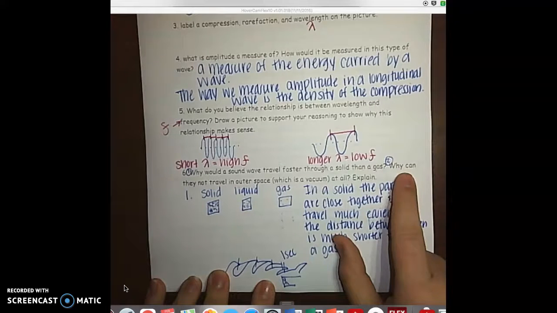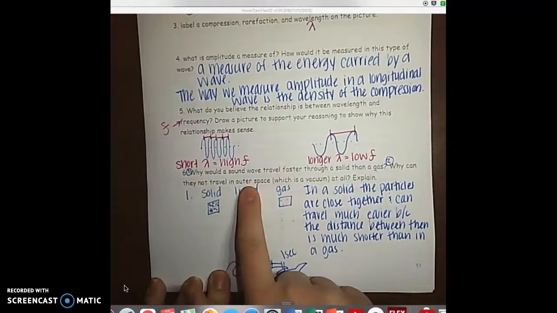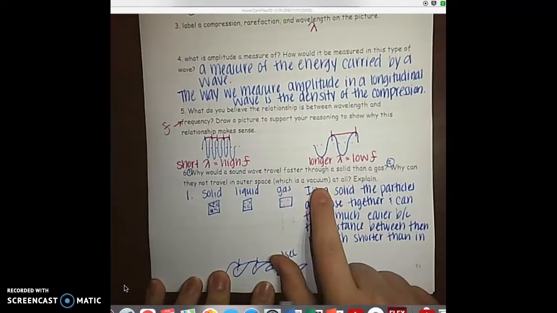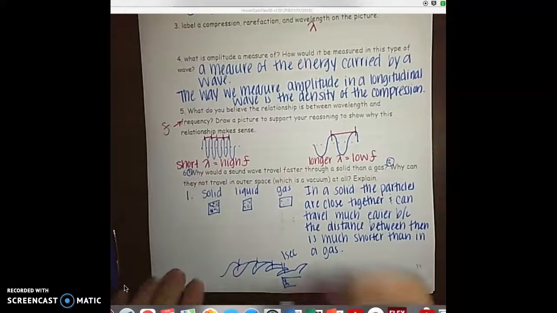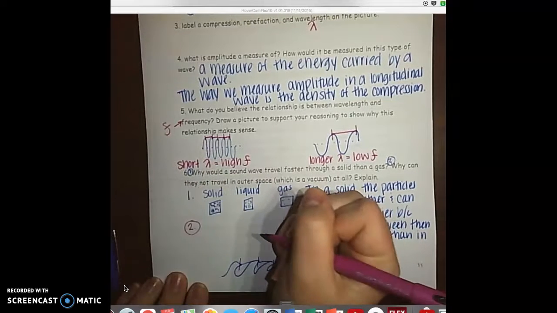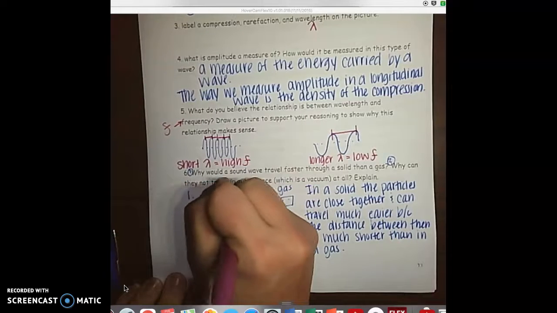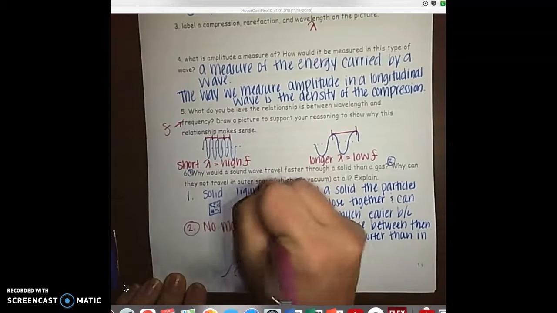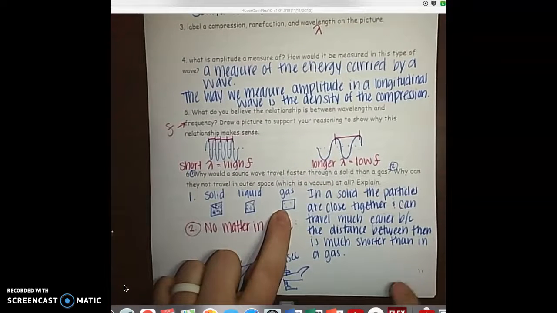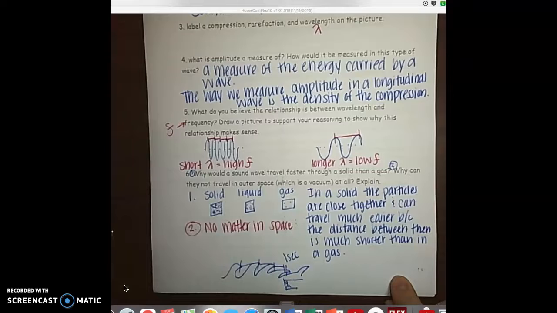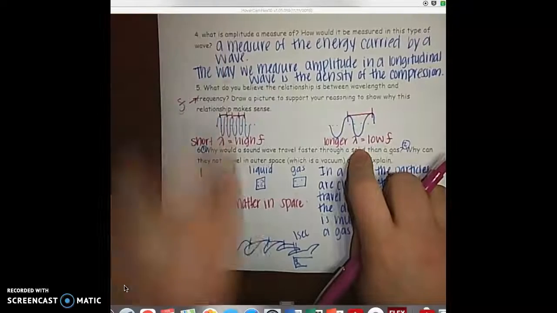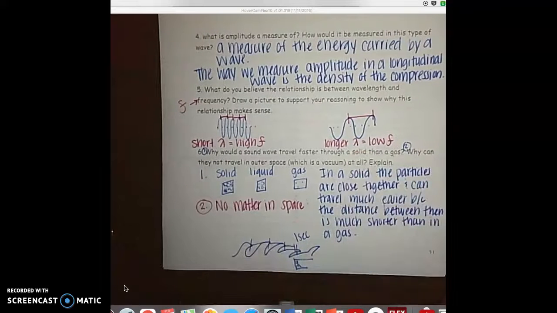On the second part, it says, why can they not travel in outer space, which is a vacuum at all? Okay, well, there is no matter in space. There is no medium for it to travel through. So there are fewer particles than in a gas, because there are none. So there is no way for the sound wave to travel, because the sound wave, or the longitudinal wave, has to have particles to move. Well, if there's no particles, then there's no way to move.